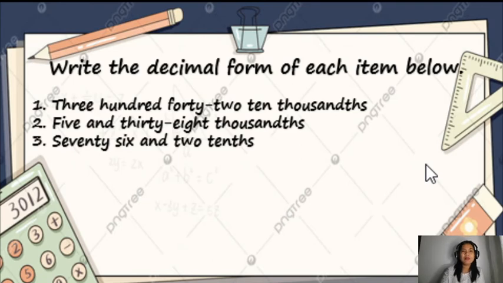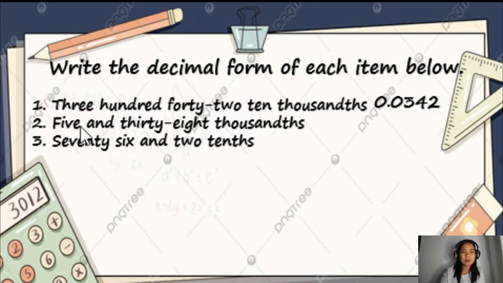Write the decimal form of each item below. Number 1. So we have 342 ten-thousandths. So that is 0.0342. So 342, read the number as it is. And then yung last na place value natin is 10,000ths. So ito ay 342 ten-thousandths.